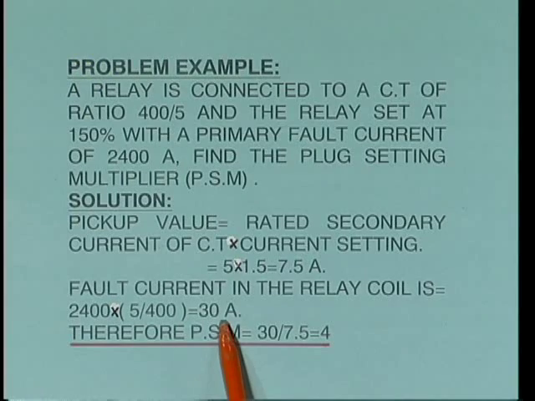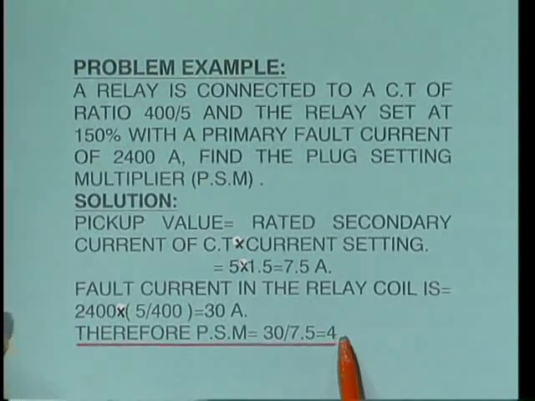Here the fault current is 30 amperes in the secondary. Therefore, PSM, plug setting multiplier, equals 30 divided by the pickup value 7.5. So that is equal to 4. Therefore, the plug setting multiplier is 4.